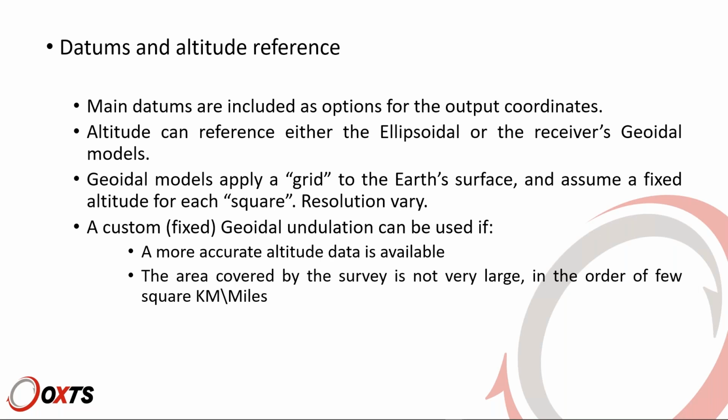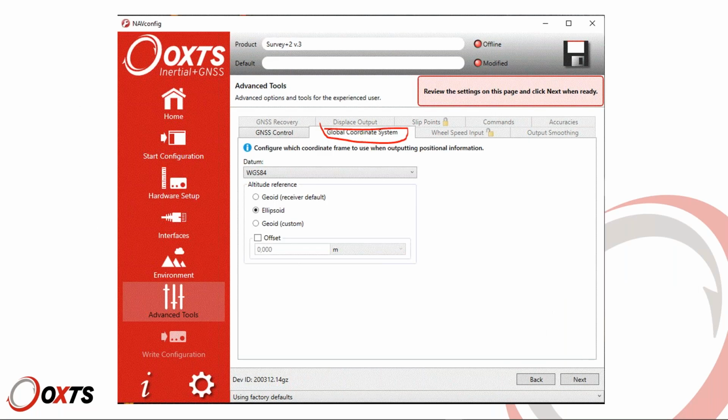Do this assuming that the area that you survey or that you collect your data in is not very large, because if it becomes too large, then having a fixed undulation, which basically means a fixed altitude, will not be a fair approximation anymore. This is where you do it in the Advanced Tools Global Coordinate System section. As you see, you can select geoid as a receiver default or ellipsoid, or customize the value of the undulation.